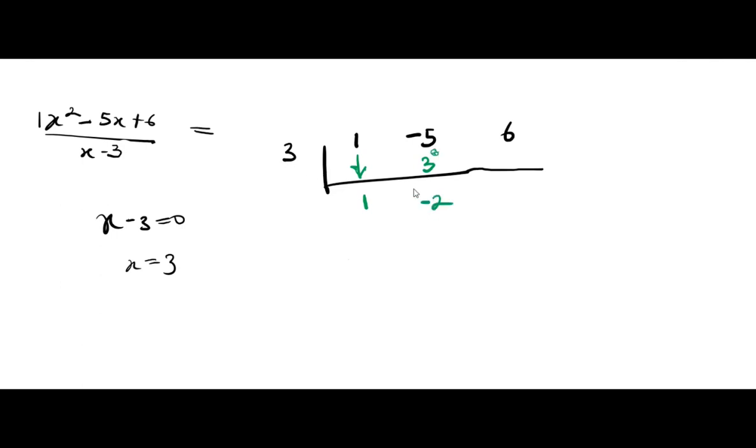So you multiply again, 3 times minus 2. So you have minus 6. You have 6 plus minus 6, that is 0. So what this means is the 0 is the remainder. So this is the constant, and this is the coefficient of your x. So you have x minus 2. So x squared minus 5x plus 6 all over x minus 3 is x minus 2.